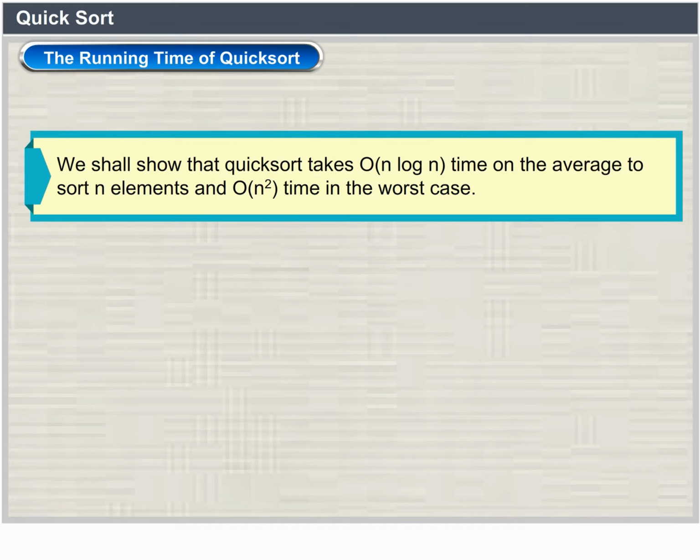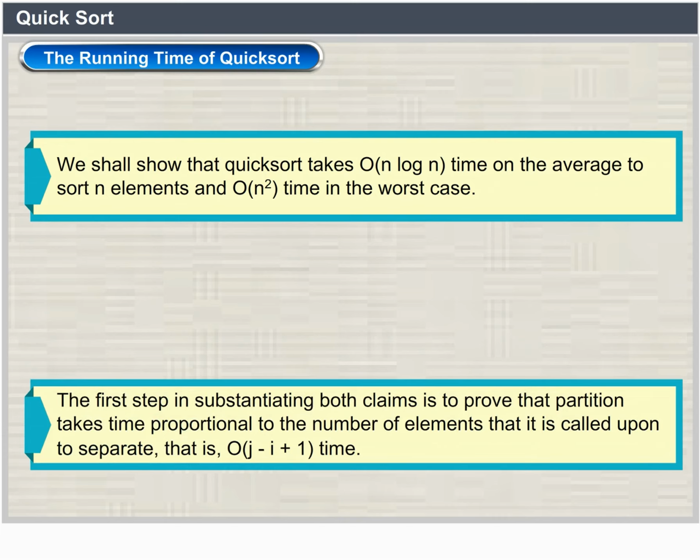The first step in substantiating both claims is to prove that partition takes time proportional to the number of elements that it is called upon to separate, that is, big O of j minus i plus 1 time.